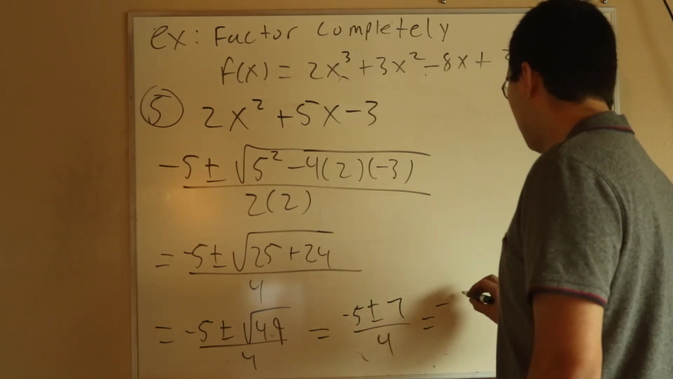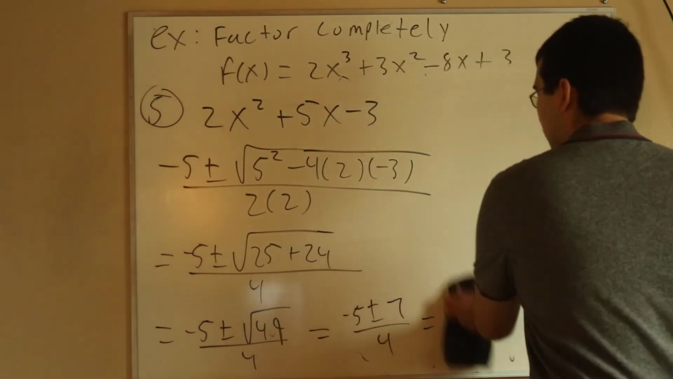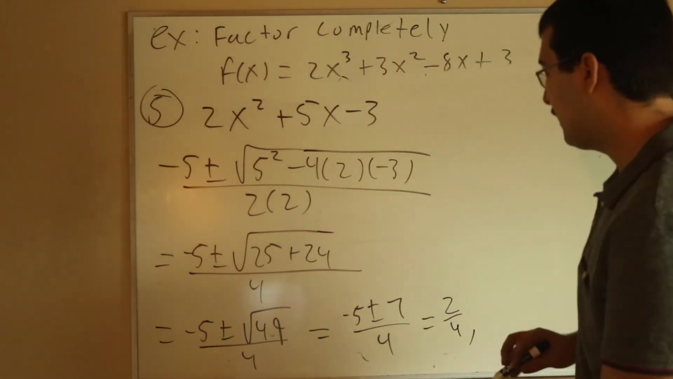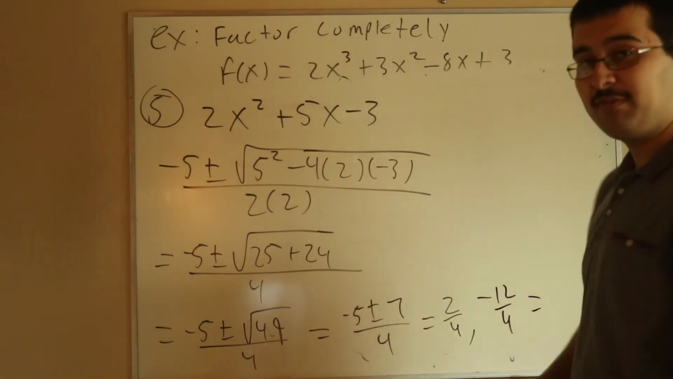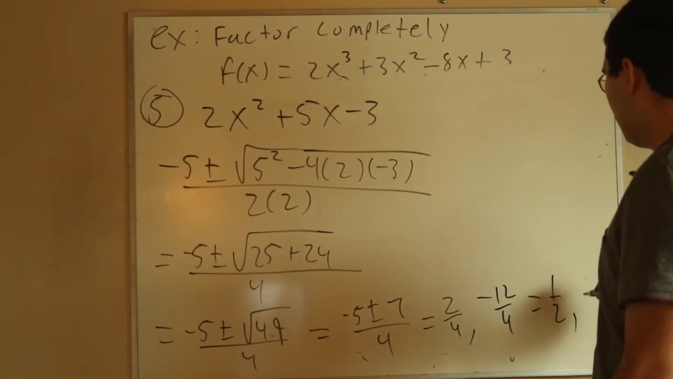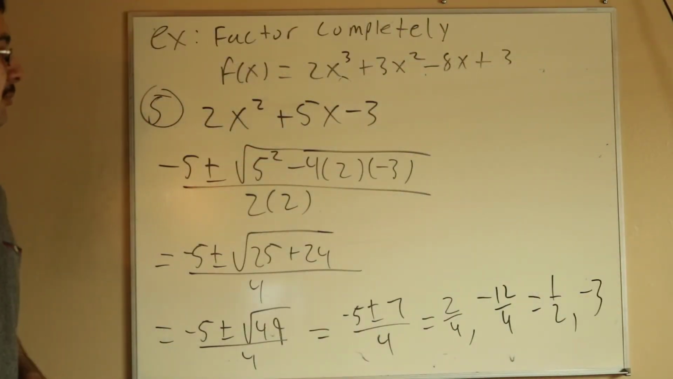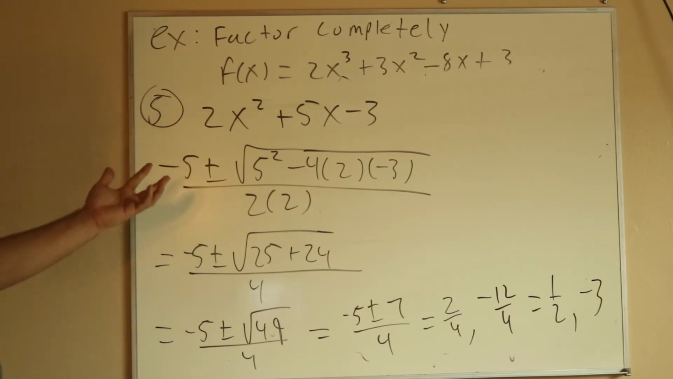minus, it's going to give me positive 1 over 4, positive 2 over 4, and negative 12 over 4, which can be simplified into 1/2 and minus 3. 1/2 and minus 3. Beautiful. So there are my other zeros left over, and now I can factor my function completely.